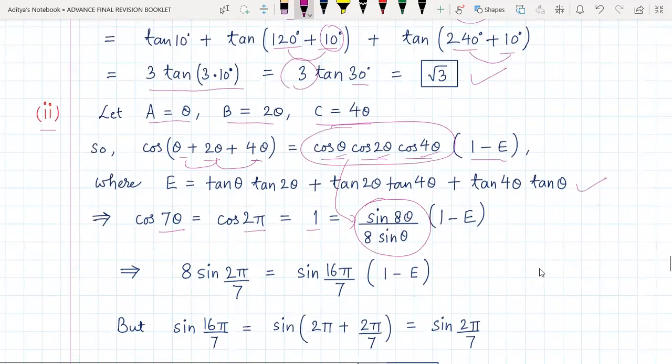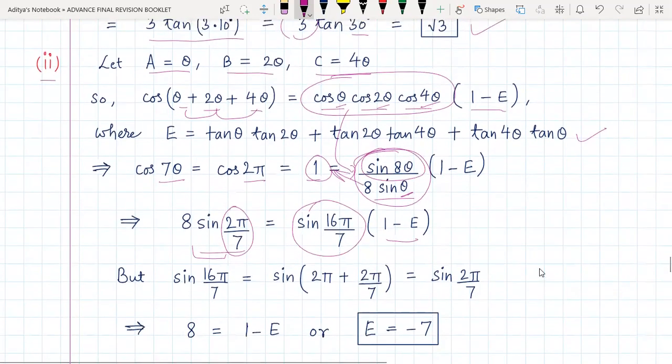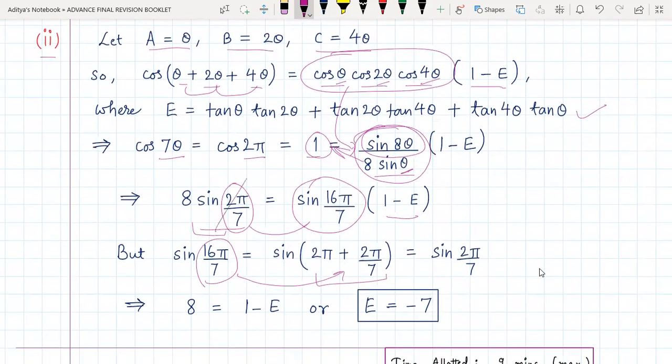Now the thing is that, 8 sine theta, basically the theta value I am putting here, and cross multiplying. Okay, so 1 into this quantity will be simply this quantity itself, 8 sine theta, and theta is 2 pi by 7, is equal to 1 minus E into sine of 8 theta, but sine of 8 theta will become this. But it is very obvious that these two quantities are equal, because 16 pi by 7 is simply 2 pi plus 2 pi by 7, so their sines are going to be equal, hence they can be cancelled out, and finally 8 is equal to 1 minus E, so E is equal to minus 7 as the final answer.